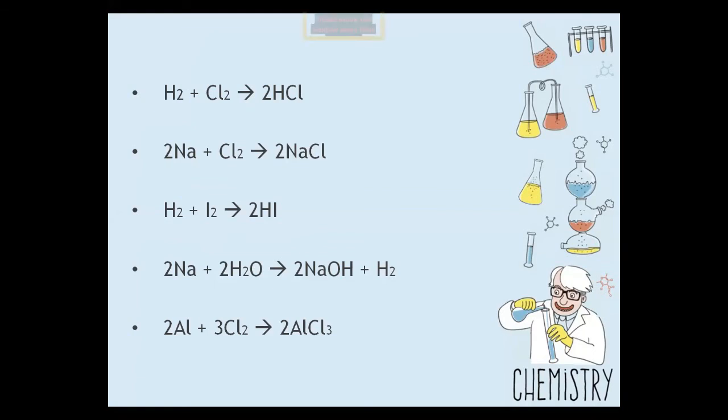Next one is 2Na plus 2H2O gives 2NaOH plus H2. And the last one, 2Al plus 3Cl2 gives 2AlCl3.